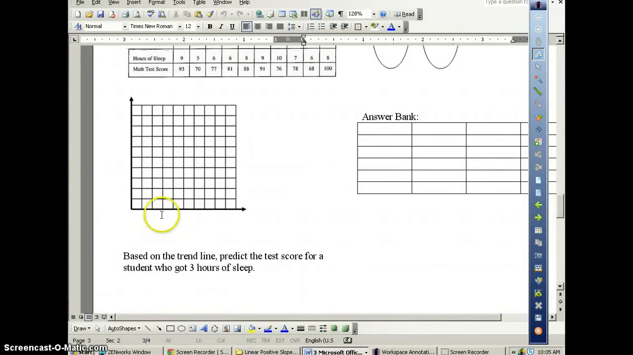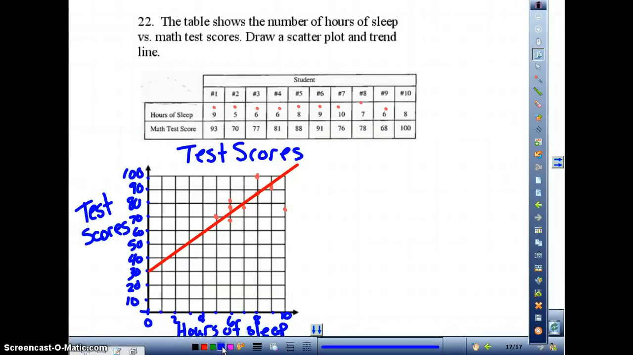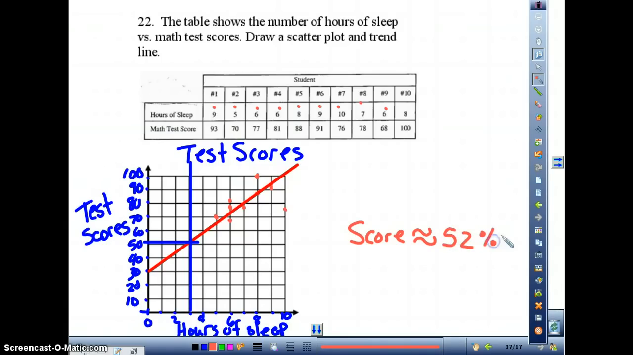Oh yes, based on the trend line, predict the test score for a student who got 3 hours of sleep. What's your prediction? My prediction for a student who got 3 hours of sleep, here is the 3-hour line. It crosses the trend line at this point here. So if you go over to here, I'm going to predict their test score is about a 52. That's my prediction. Score is approximately equal to 52%. That's how you use scatter plots and trend lines to make predictions.